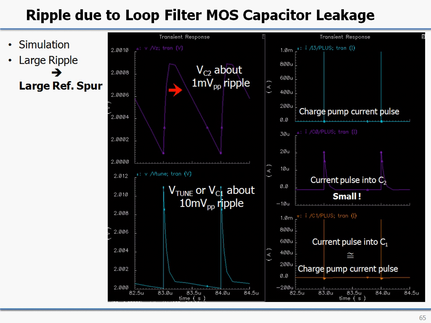So you will find, also in previous years at ISSCC, that people come up with a number of leakage compensation techniques to try to get rid of this leakage current.